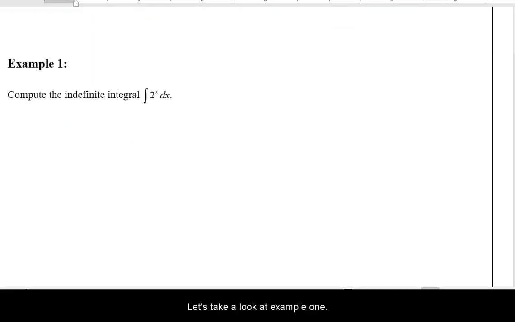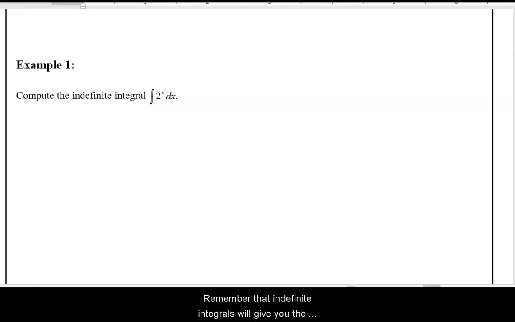Let's take a look at example 1. We'll use our formula to compute the indefinite integral of 2 to the x dx. Remember that indefinite integrals will give you the antiderivative function, but not the area under the curve. The area under the curve is reserved for definite integrals, which definitely have limits of integration, and this one does not.